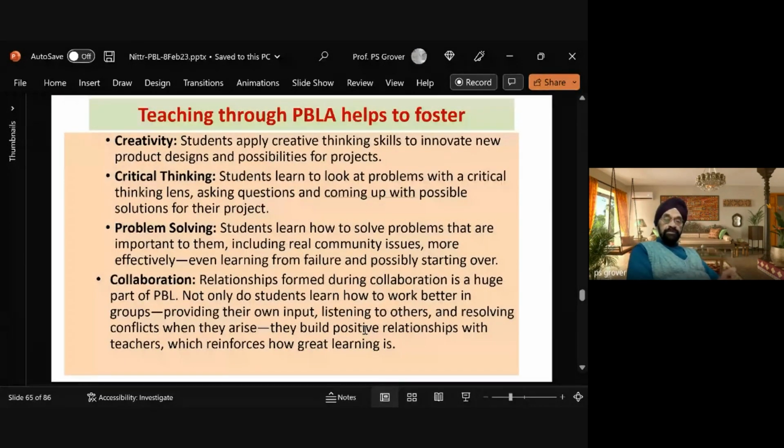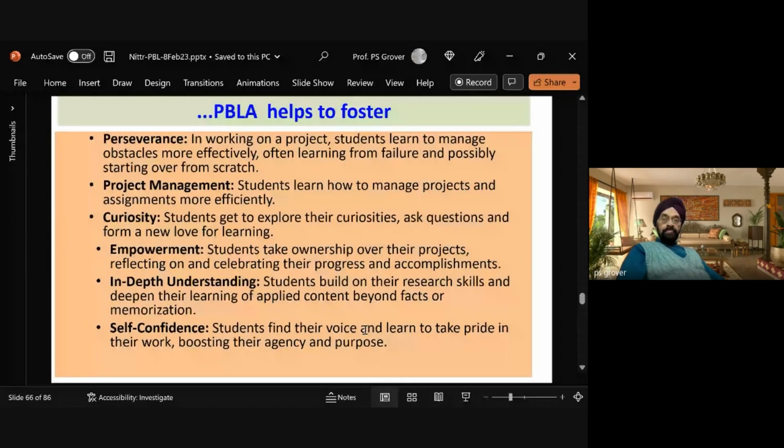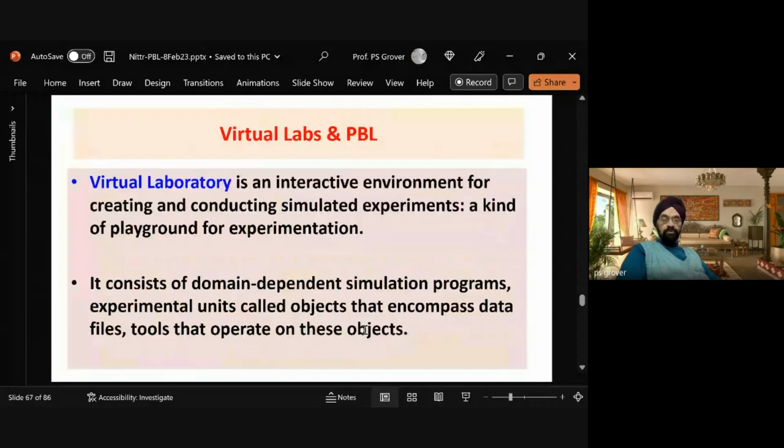So teaching through PBL helps to foster creativity, critical thinking, problem solving, collaboration, perseverance, project management, curiosity, empowerment, in-depth understanding, and self-confidence. So kindly see that you implement project-based learning. For example, you are already using projects, but reorient them so that you are able to emphasize the learning which the student is supposed to achieve.